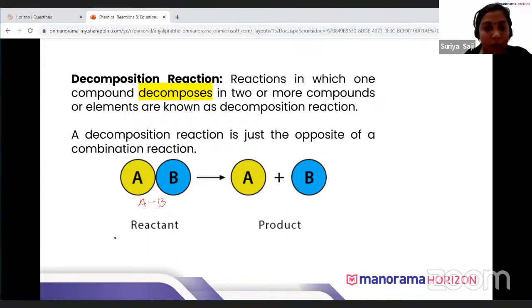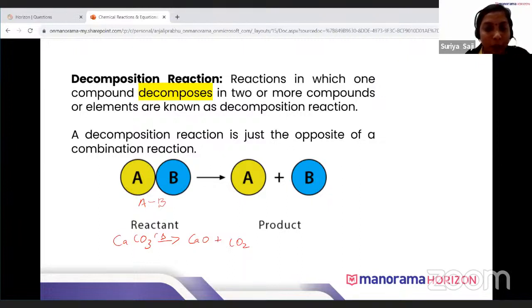We can have an example of calcium carbonate. Calcium carbonate decomposes to form calcium oxide and carbon dioxide. This is a common example that we use for decomposition reaction. Okay, I'll write it for you. Calcium carbonate, CaCO3, decomposes to form, the reaction happens in the presence of heat, calcium oxide and carbon dioxide.